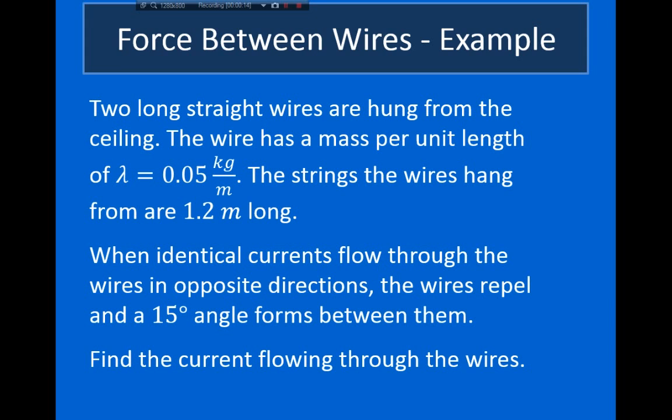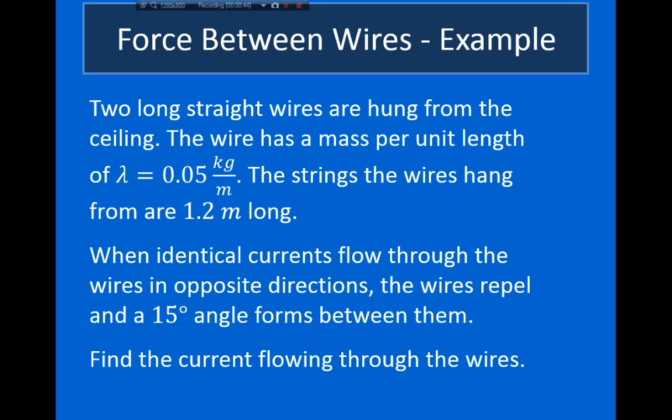So let's go ahead and take a look at one more example. In this example, we're told that two long straight wires are hung from the ceiling. The wires have a mass per unit length of 0.05 kilograms per meter. The strings that the wires hang from are 1.2 meters long. When identical currents flow through the wires in opposite directions, the wires are going to repel, and they're going to form a 15-degree angle between the two wires. The question asks us to determine the current that's flowing through the two wires.